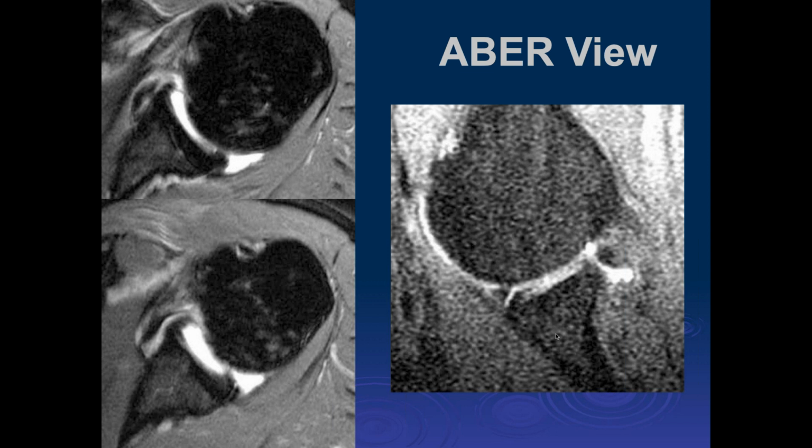So the problem with doing this is it's very time consuming. You have to do an arthrographic injection, then you have to do a regular examination, then you have to take the patient out of the scanner, reposition them, often use a different coil, because you can't do this with a standard shoulder coil. Put them back in the scanner, redo the scout view, and then scan them. So it takes more than twice as long as a regular study.